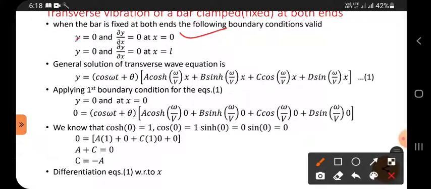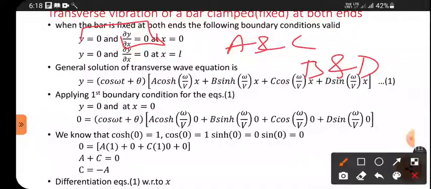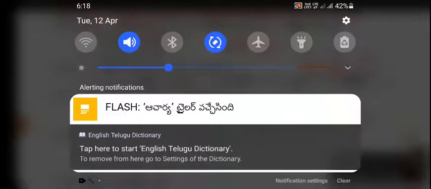First we apply y equals 0 at x equals 0, and next the other two conditions. By using the first two we get the relation between a and c. By using the other two we get the relation between b and d. Please keep this in mind while explaining this.